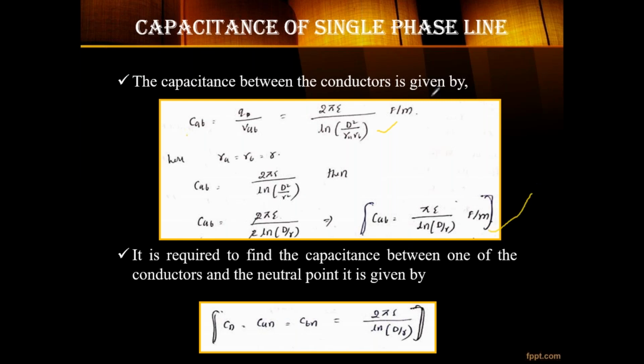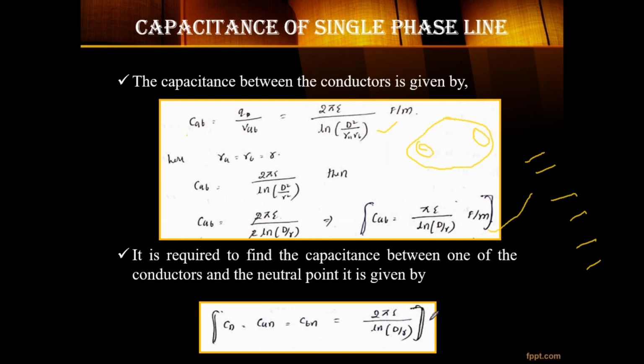So this is the formula when considering a single phase, two conductors, single phase two line. Now if you consider the three phase line, we have to calculate one phase to neutral, one phase to neutral, one phase to neutral. At that condition, it is required to find the capacitance between one of the conductors and the neutral point.